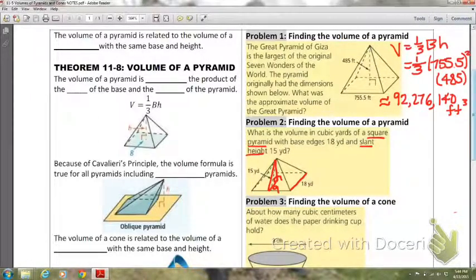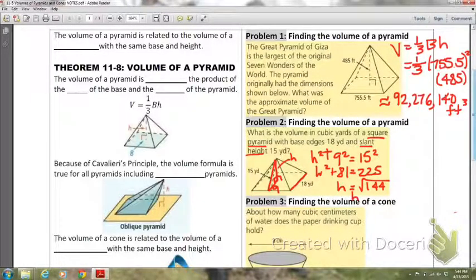So we have to use the Pythagorean theorem to find the height. The height is one of the legs of the right triangle. So height squared plus 9 squared has got to equal 15 squared. That's height squared plus 81 is 225. Then subtract the 81 from the 225 and take the square root of both sides. You get 144 when you subtract 81 from 225. Take the square root of both sides, so the height of this pyramid is 12.